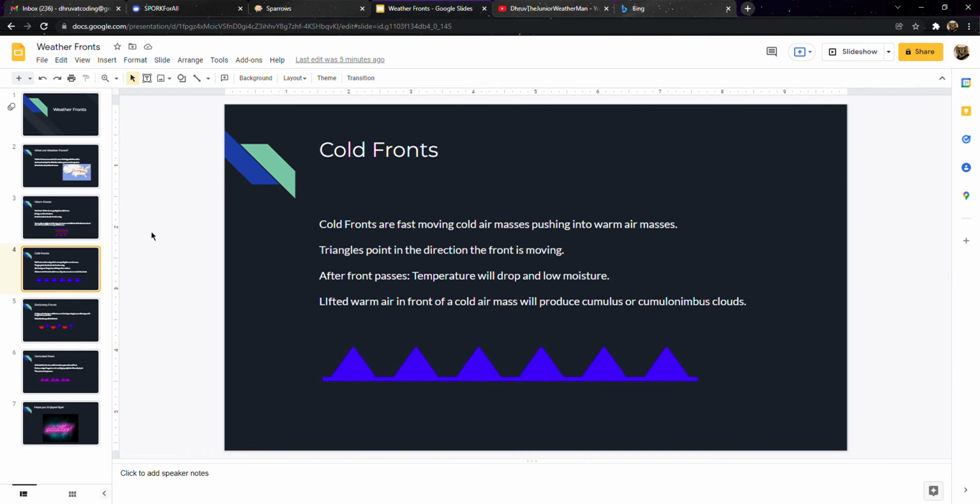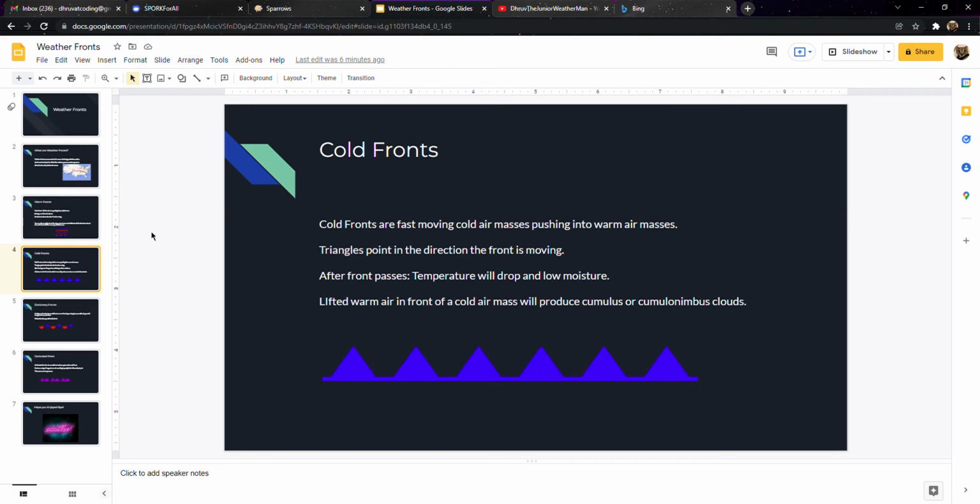Cold fronts. Cold fronts are fast-moving cold air masses pushing into warm air masses. Triangles point in the direction the front is moving. After the front passes, temperature will drop and low pressure. Lifted warm air in front of a cold air mass will produce cumulus or cumulonimbus clouds.